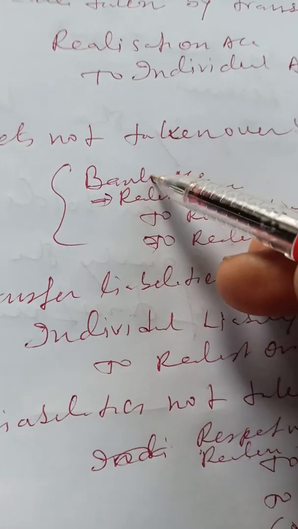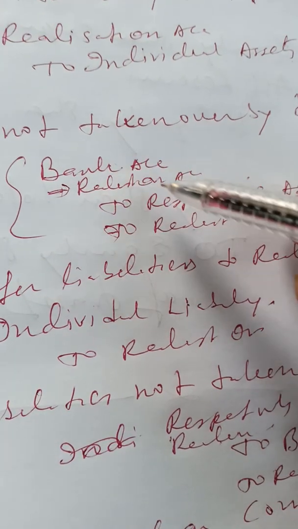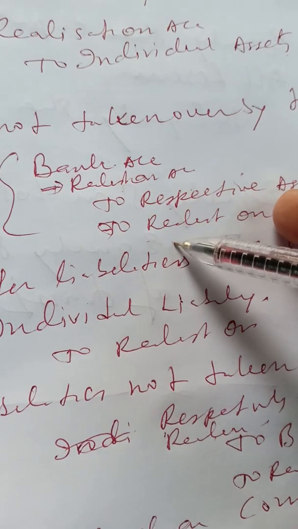If it's sold, bank account debit to respective assets. The difference may arise between the sale value and the book value. So the difference should be adjusted, either on the debit or the credit side, with the realization account.